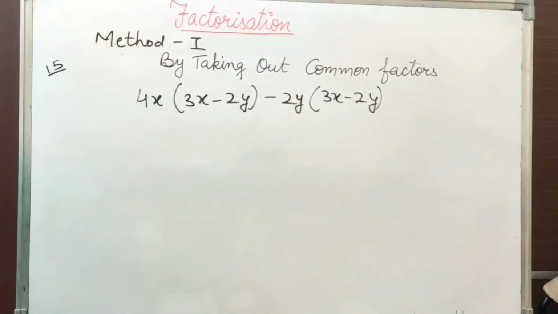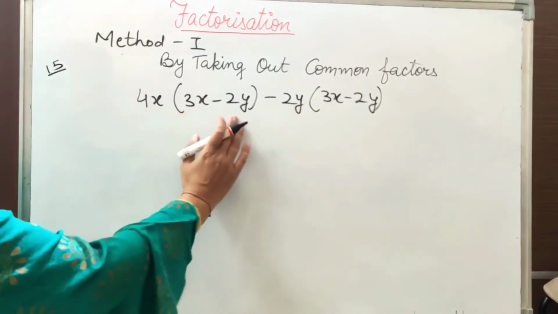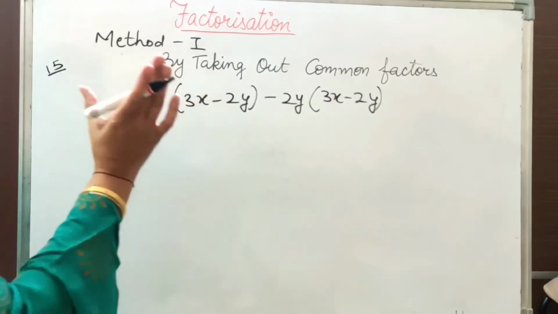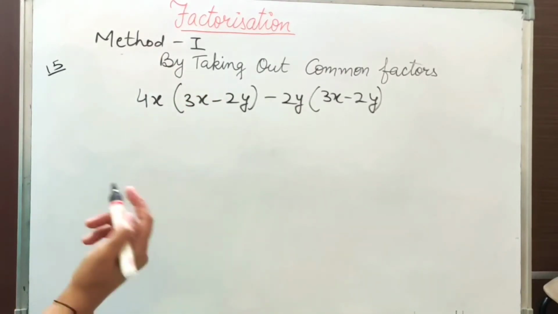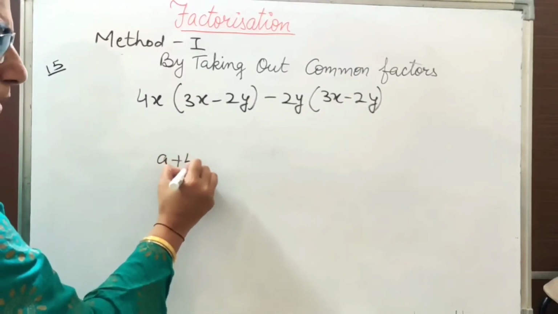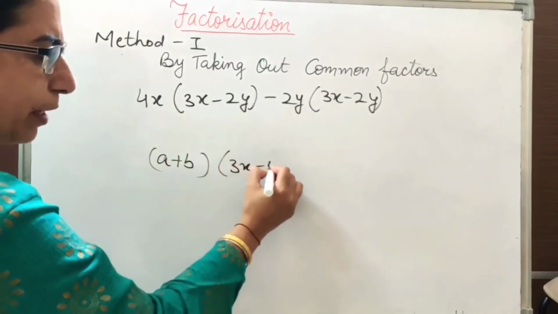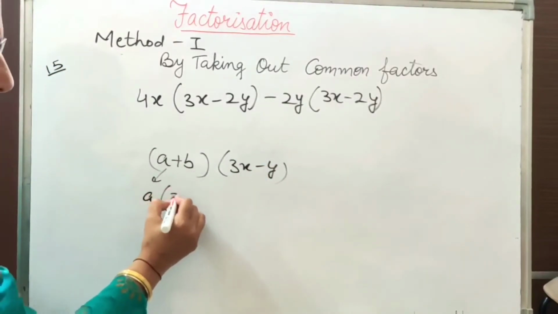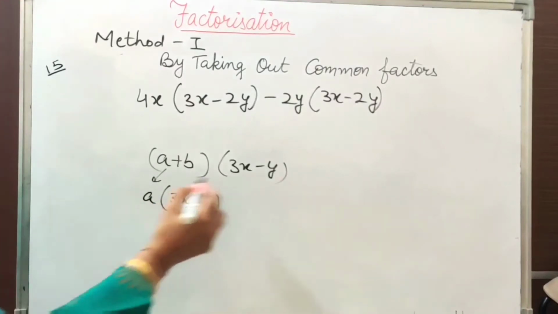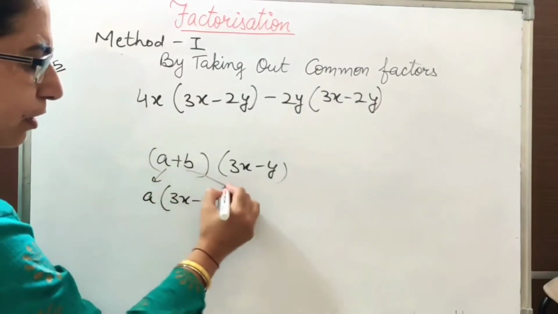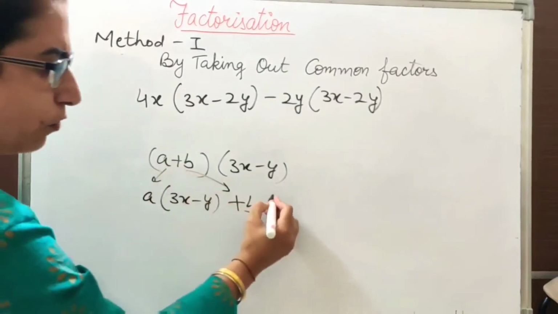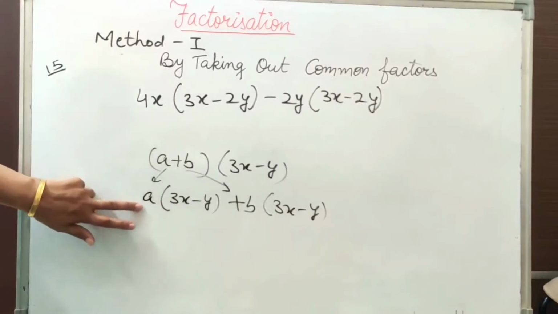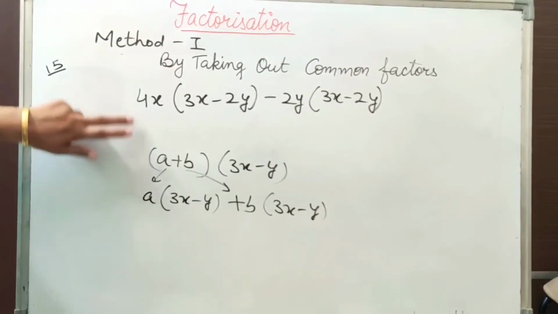Yes, here I am taking one more question: 4x into (3x minus 2y) minus 2y into (3x minus 2y). Students, this expression is just like, for example, if we are taking the product of a plus b and 3x minus y. We know how to take the product. First term of first bracket is multiplied by the second bracket, and then the second term of the first bracket is multiplied by the second bracket. This is the way to get the product. And you can see this step and this step, these both steps are same.